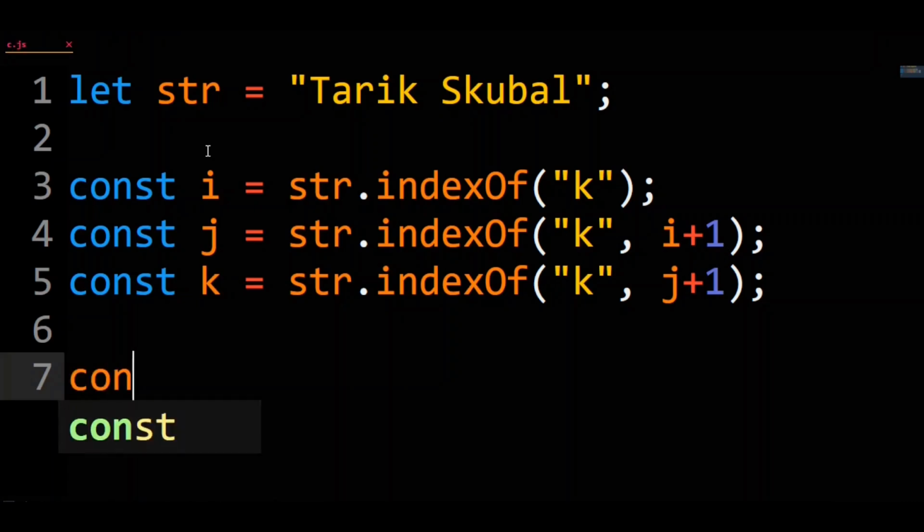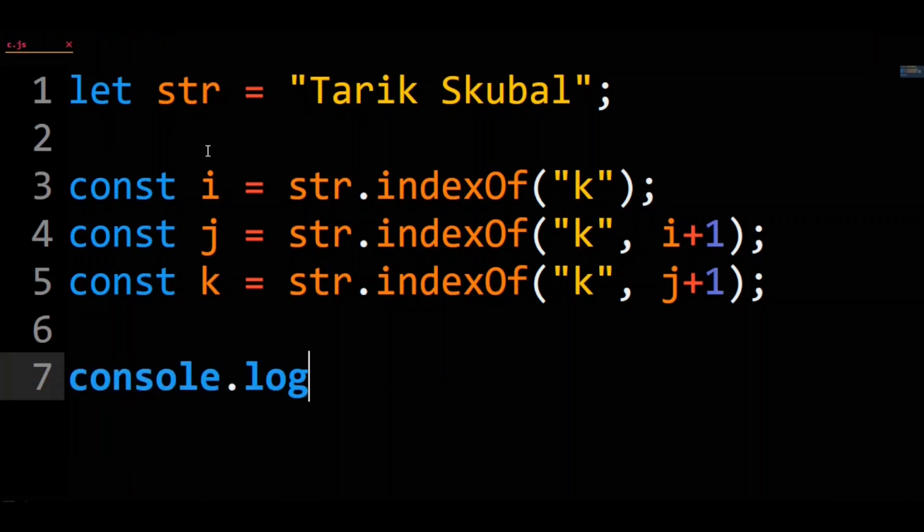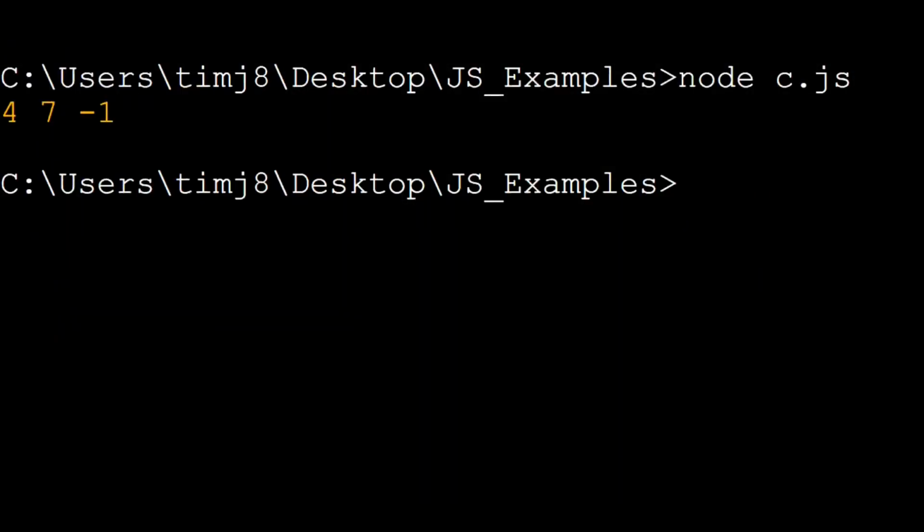If you console.log i, j, and k, then run the code, you'll see that i and j are 4 and 7 like you would expect, and k is -1. Meaning, when indexOf cannot find the substring you are looking for, it returns -1.